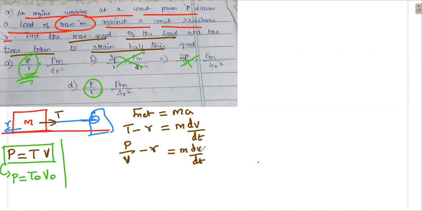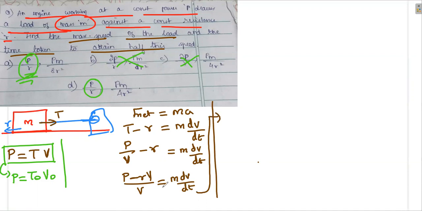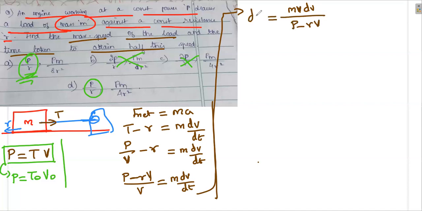So I have to collect the terms, V on one side. So I'm going to take P minus RV by V is equal to m dv by dt. Just cross multiply and simplify. This will give me m v dv on this side. I can take this up here because I need more space. So m v dv, and this comes down: P minus RV is equal to dt.